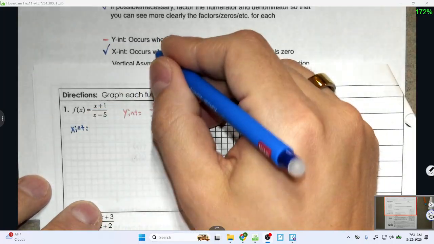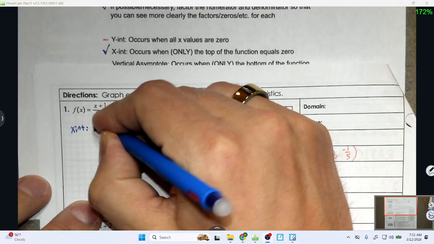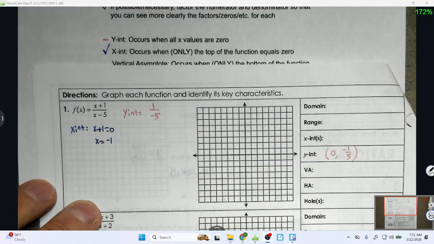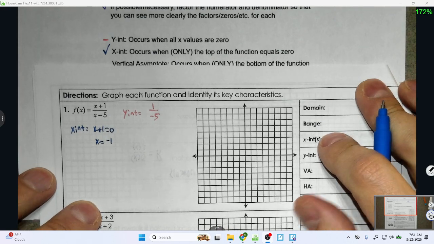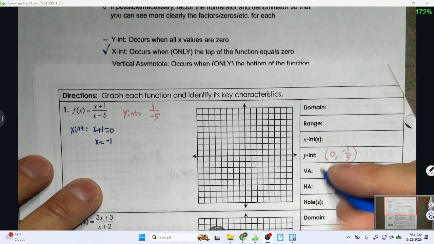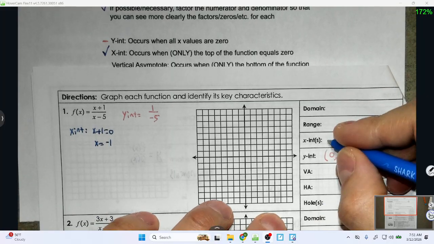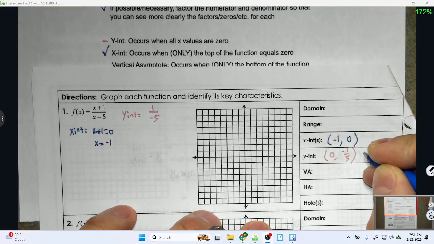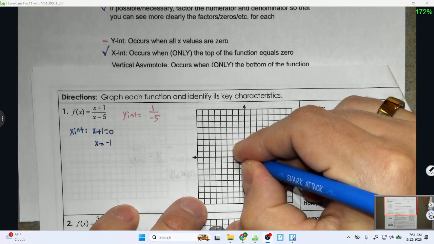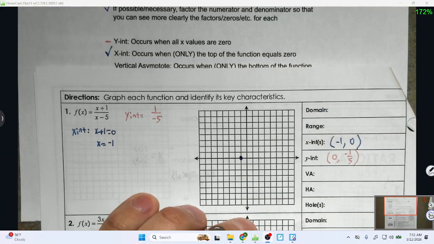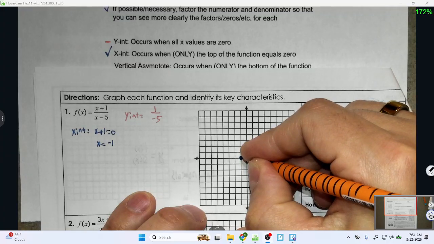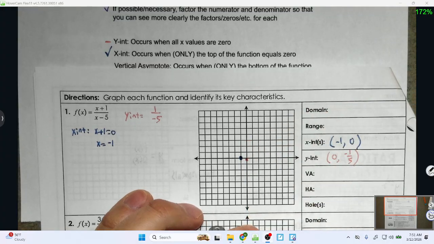So we set the top to 0, x plus 1 equals 0, so x must equal negative 1. That's the x-intercept. It's when only the top equals 0, not the bottom. I'll talk about that in a little bit. So that means we're at negative 1 comma 0. That's the x-intercept. Why don't we plot it? We'll plot this one, right? It's hardly down at all, but it's like right there, I guess.